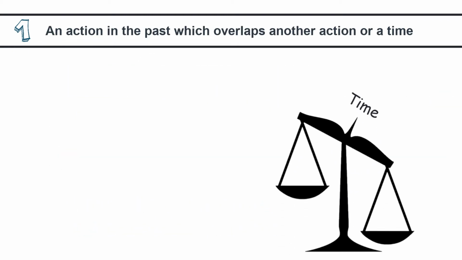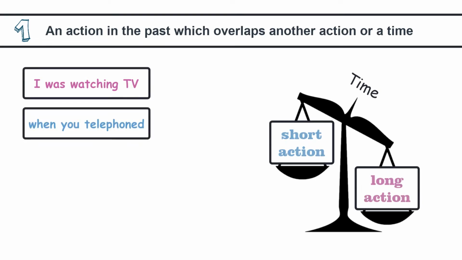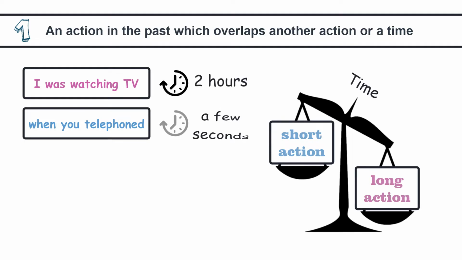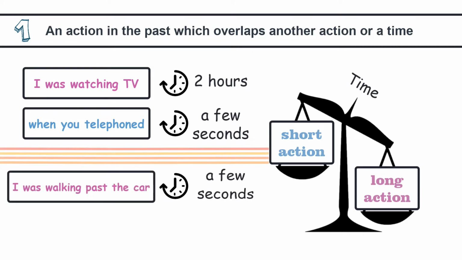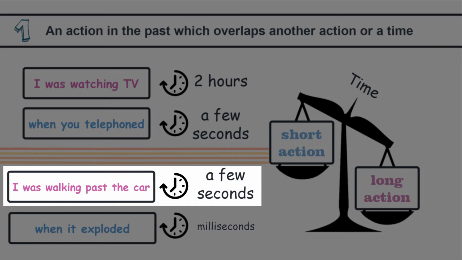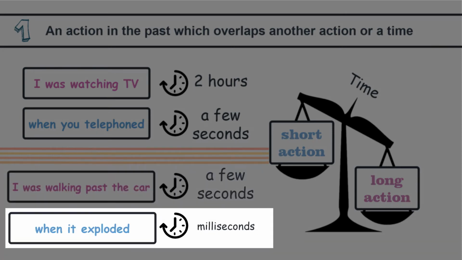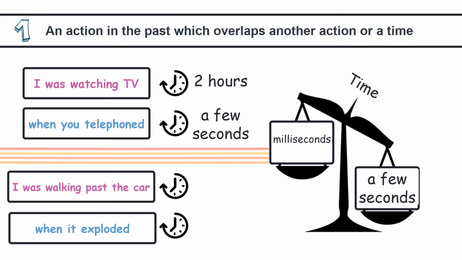Pay attention that the long action and short action are relative. I was watching TV when you telephoned. Maybe watching TV took 2 hours. Telephoned took a few seconds. While I was walking past the car took a few seconds, but exploded only took milliseconds. Although the longer action in this example only took a few seconds, for expressing the explosion I use simple past, because still it is the shorter action. That's why I say they're relative. We compare them with each other when making sentences.